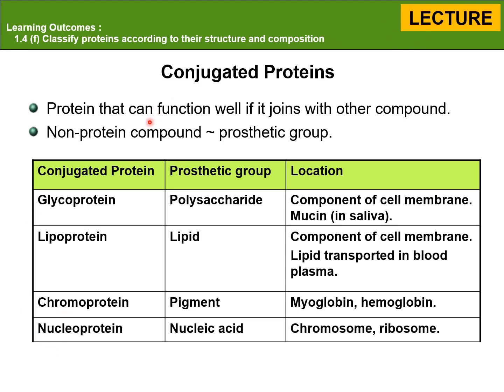Glycoproteins are proteins that contain polysaccharide as their prosthetic group. They can be found in the cell membrane and in mucin in saliva. Lipoproteins are proteins that contain lipids. They can be found in the cell membrane and act as lipid transporters in blood plasma. Chromoproteins are proteins that contain pigments such as myoglobin and hemoglobin, while nucleoproteins contain nucleic acid such as chromosome and ribosome.